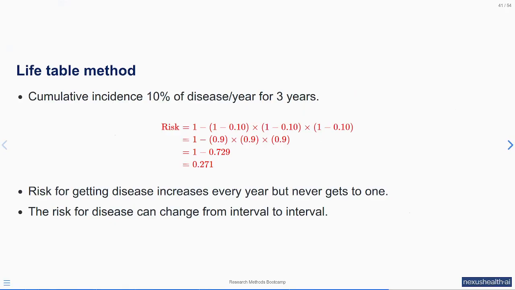We assume that risk is independent from year to year. And so this gives us a risk, cumulative incidence risk of 0.271. So the risk for getting the disease increases every year, but it never gets to 1. The risk for disease can change from interval to interval.